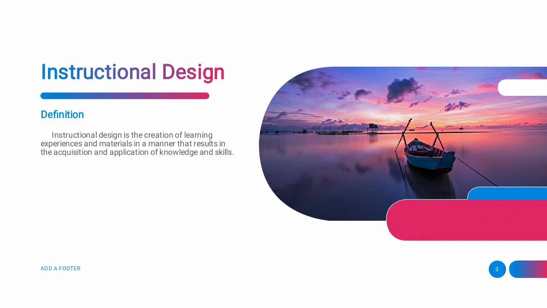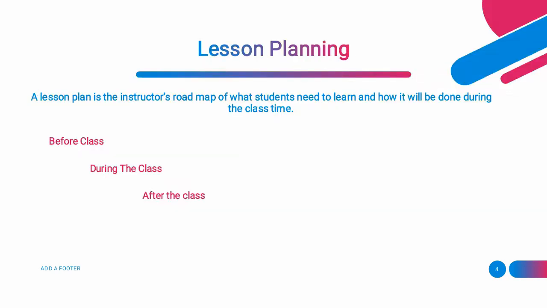Okay, for the next point is lesson planning. A lesson plan is an instructor roadmap of what students need to learn and how it will be done during the class time. A useful lesson plan addresses and interrogates. There are 3 key components. First is learning objective. Second is learning activities and assessment to check your student understanding.